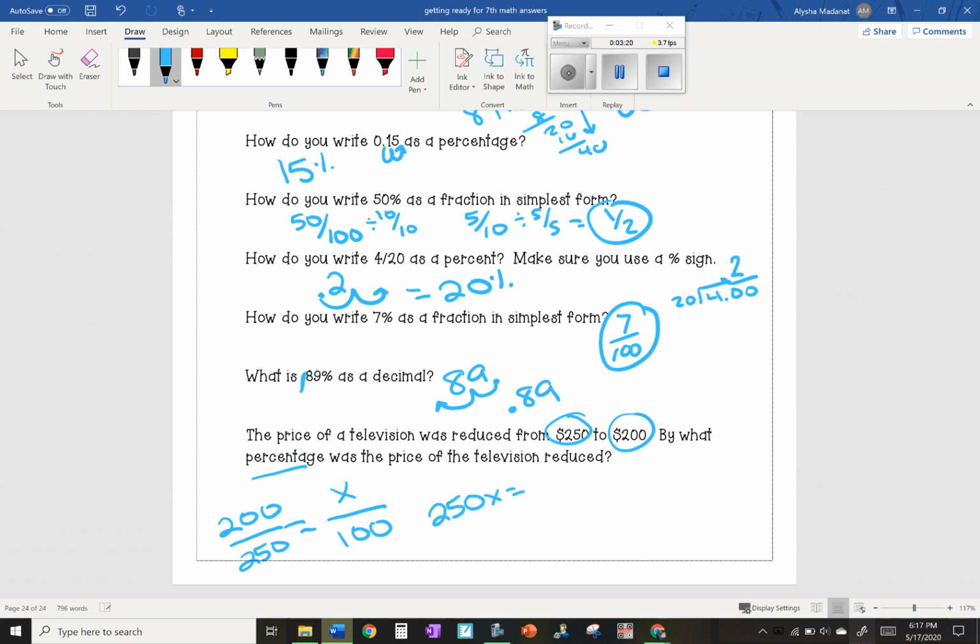So 250x times 200 times 100, because you're multiplying straight across. That's going to give you 20,000. And then once you divide your 20,000 by your 250, x is going to equal 80. But that's not your total percent, because that's just a number of it. So the real percent, you're going to take your 100 and subtract 80, because the percent is always out of 100. So it was reduced by 20%.